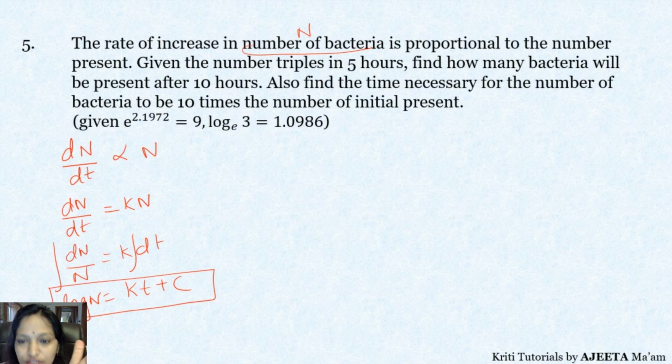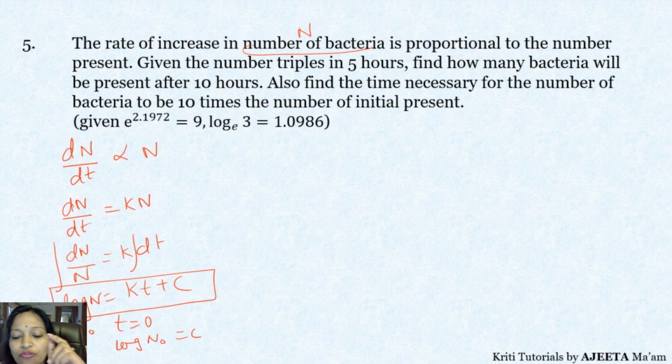Now let's find c first. What is given to you, the important thing is the rate of increase of the number of bacteria is proportional to the number present. And the condition is the number triples in 5 hours. So first let's take the initial count. Let initially n be n0. When time is zero, what value of c will we get, students? Log of n0 is c, because we put t as 0.